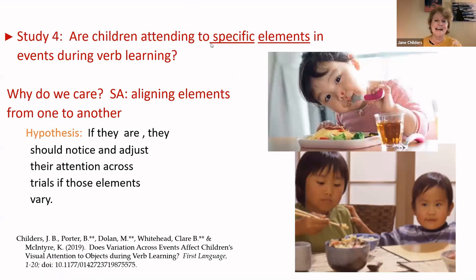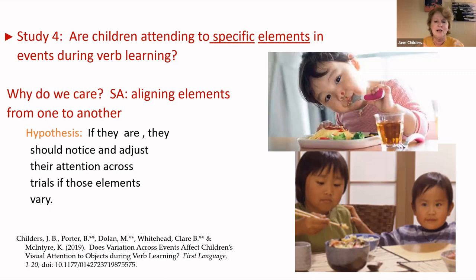So what about this idea in structural alignment? The idea that you're actually aligning by paying attention to specific elements. So you're aligning the agent in one event to the agent in the other event. Here, maybe you're aligning this child with their sister. And then you're aligning the fork with chopsticks and the food with the food and the plate with the bowl. What about that? How could we show that? And how could we show that using an eye tracker?